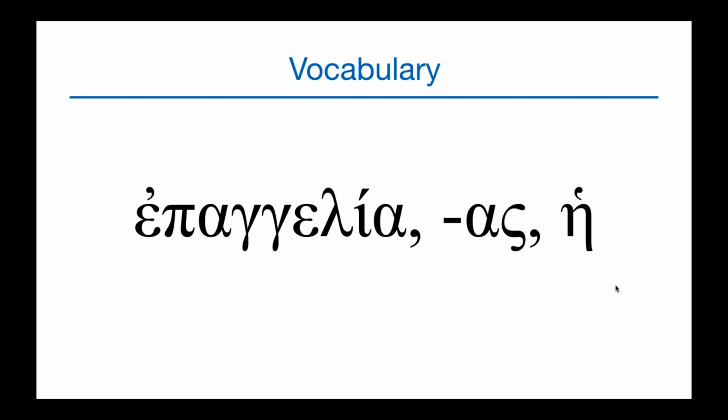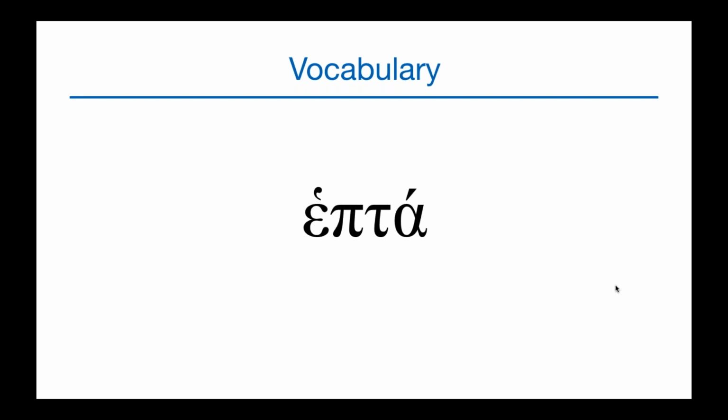Apangalia. Apangalia is the word for promise. An interesting thing is that in modern Greek, evangelia is the word for an engagement ring. Hepta. Hepta means 7. That's where we get like a heptagon. So that's where that comes from.